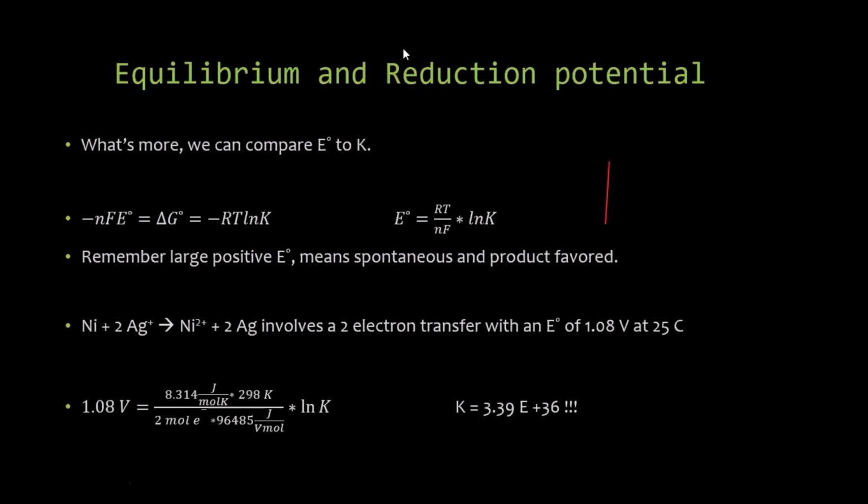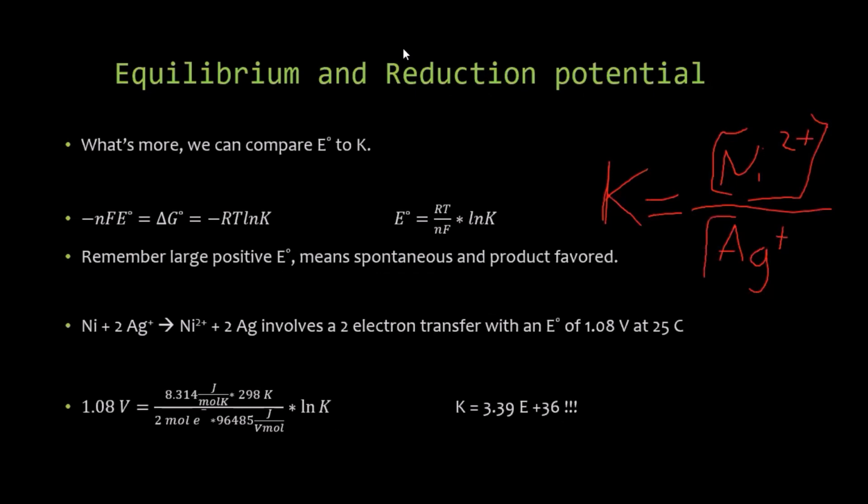Your K expression would just literally read this. K equals nickel 2 plus over silver plus squared.